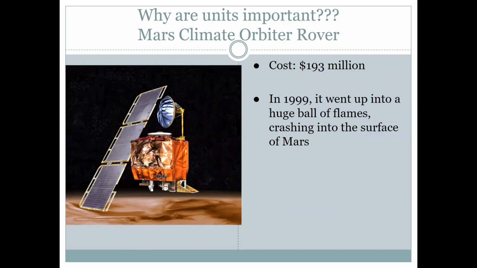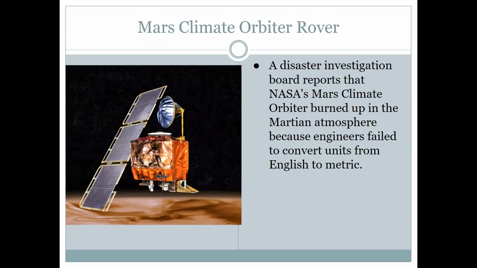Okay, so talking about why units are important, we're just going to bring in this example of the Mars rover. The Mars rover cost $193 million to make. That's really, really ridiculously expensive. In 1999, it went up in a huge ball of flames and crashed on the surface of Mars. So that's $193 million wasted. And when that was investigated, it was reported that it burned up in the Martian atmosphere because those engineers failed to convert some units from English units to metric units.